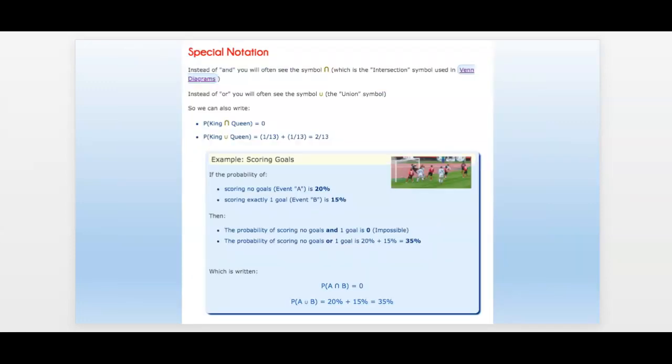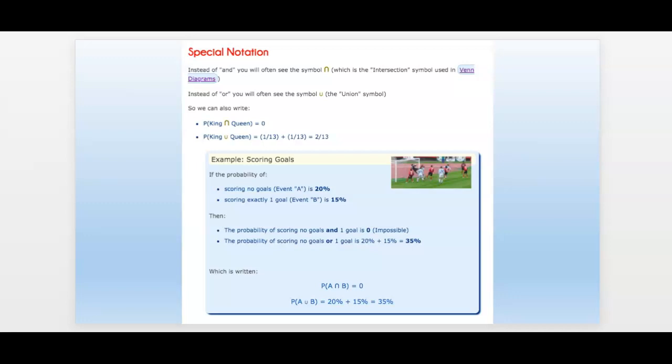We talked about Venn diagrams. I just want to review the upside down U. That is intersection. That means "and." They both have to happen.